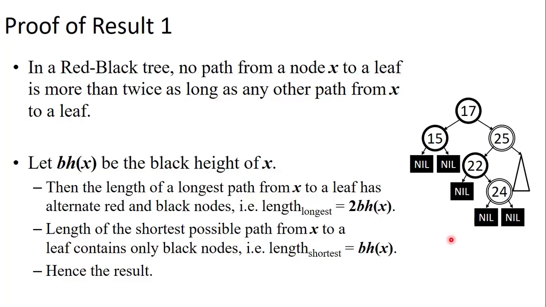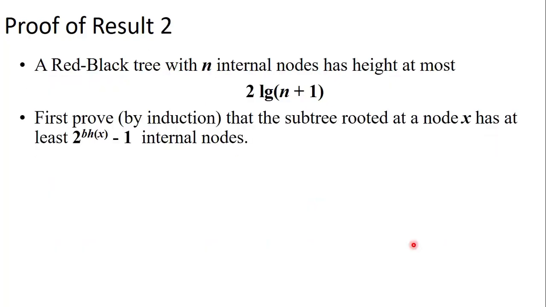Now let's proceed towards the second result. Here we need to prove that a red black tree with n internal nodes has height at most 2 log(n plus 1). For this, firstly we need to prove by induction that the subtree rooted at node x has at least 2 raised to the power bh(x) minus 1 internal nodes, where bh(x) represents the black height.